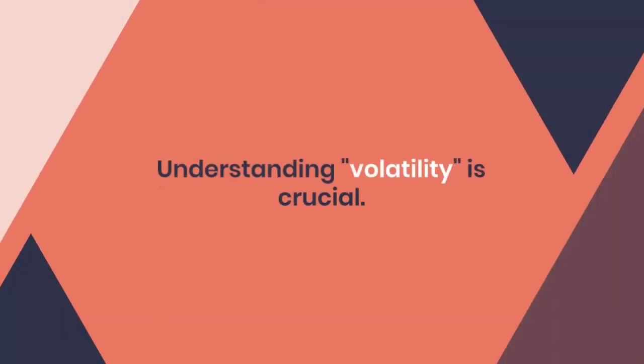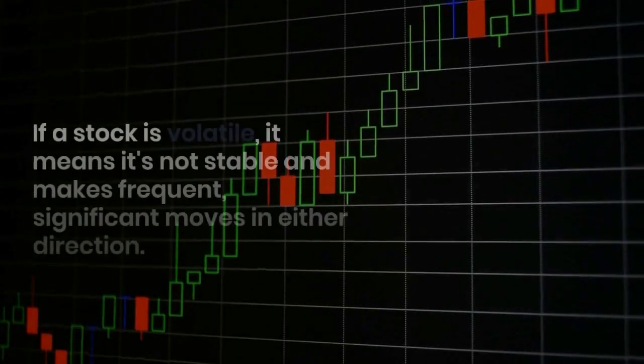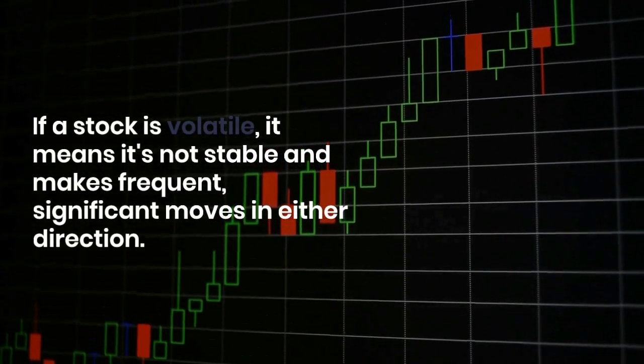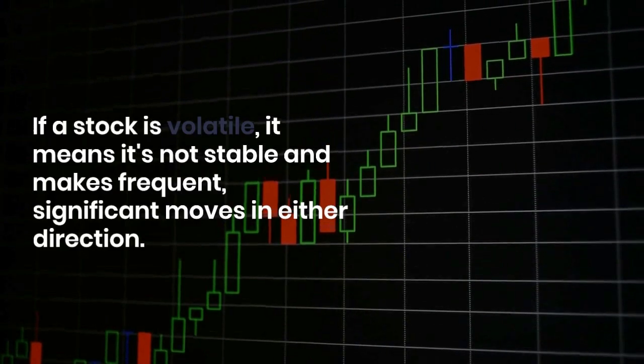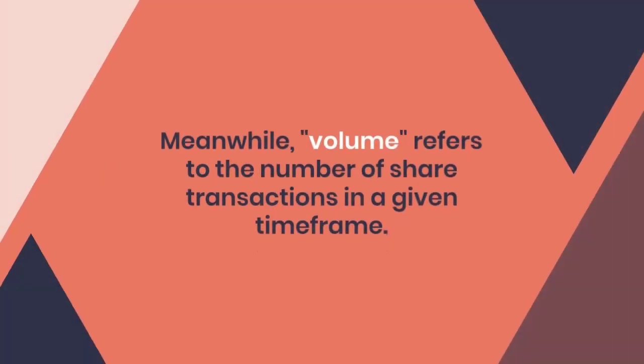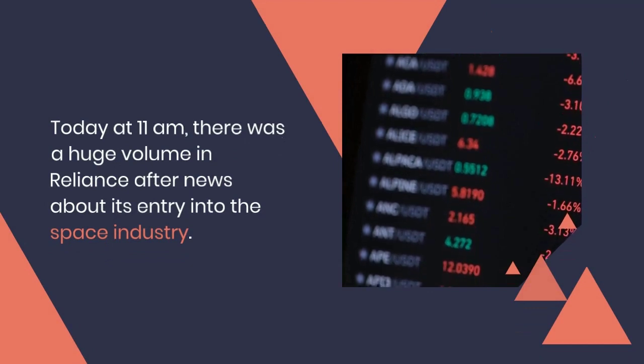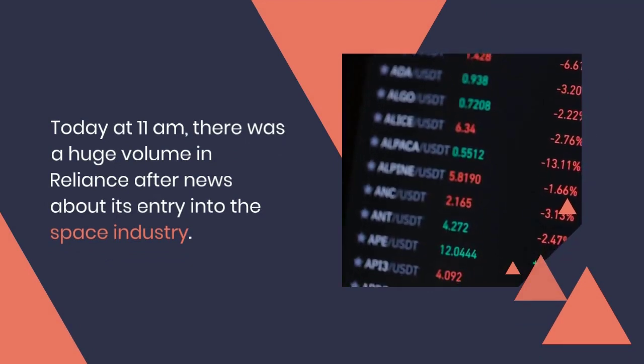Understanding volatility is crucial. If a stock is volatile, it means it's not stable and makes frequent, significant moves in either direction. Meanwhile, volume refers to the number of share transactions in a given time frame. For example, today at 11 a.m., there was a huge volume in Reliance after news about its entry into the space industry.